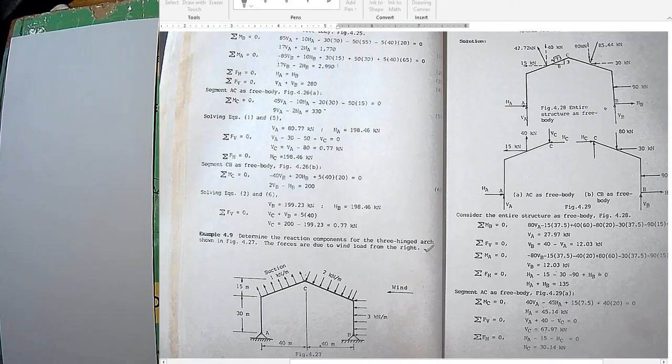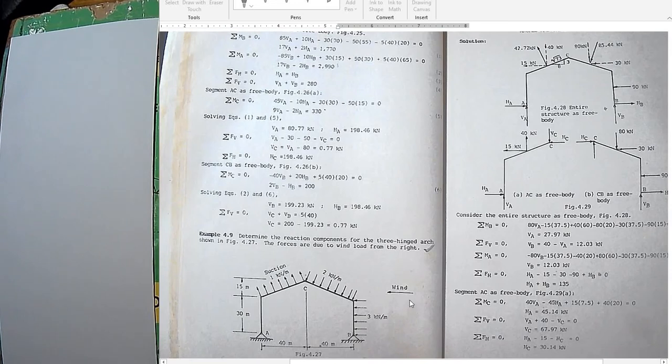Now let's go to problem 4.9. Dito meron tayong 3-hinge arch. So ang goal mo dito, hanapin ulit yung reactions. So we have vertical at A, horizontal at A, vertical at B, and horizontal at B. But this time we have uniform loads which are applied normal to the member. Normal means perpendicular to the member.